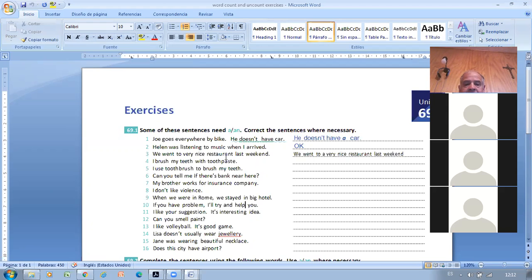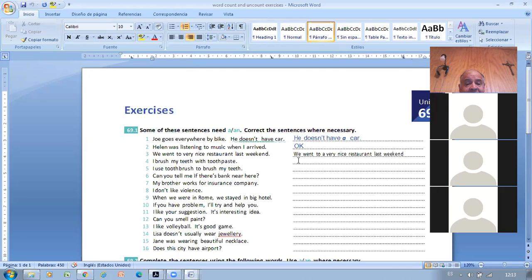Millaray, it says here, I brush my teeth with toothpaste. Is it correct or incorrect? What do you think? Millaray, are you there? Yes. Incorrect. Why? Because the toothpaste is countable? Toothbrush. Toothbrush is countable. So how would it be? It's number 4. Mhm.